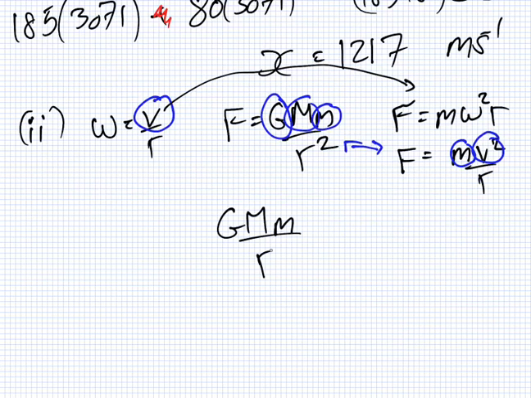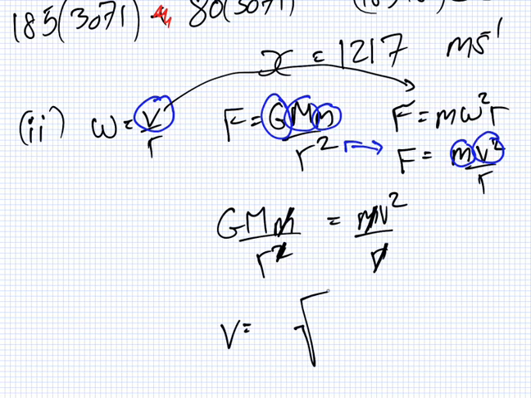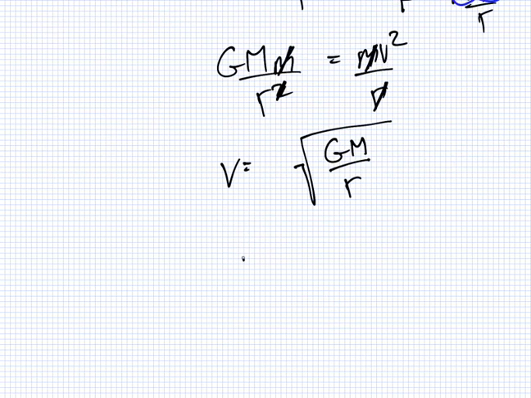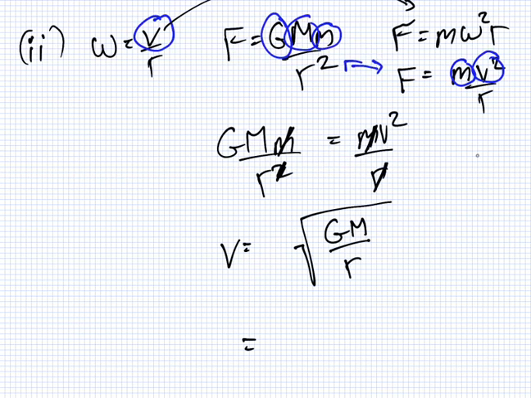Let's see what happens. GMm over r squared equals mv squared over r. This one cancels this. This is great. v equals square root of GM over r. That looks terribly familiar, like I've seen that before. Anyways, I have to rearrange this. If I square both sides, I get r equals GM over v squared.